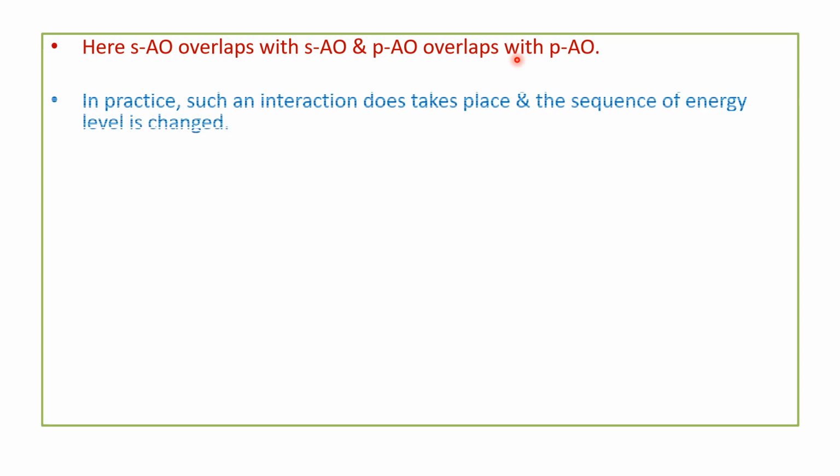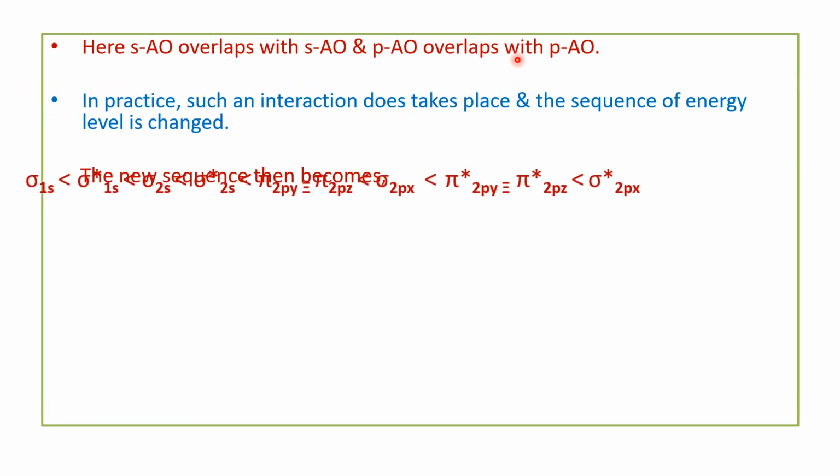We have seen this. But in practice, such an interaction does take place and the sequence of the energy levels is changed. That means in practice, the interaction between the s and the p atomic orbitals takes place. That's why the energy sequence will be changed, and hence we are having a new sequence.